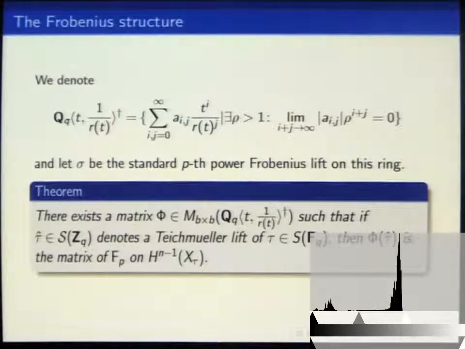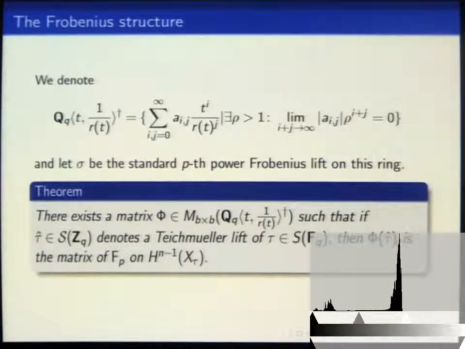Okay, so now what we need about this Frobenius structure: we had this family of hypersurfaces. Every fiber had a cohomology space, H^(n-1) of X. Each of these cohomology spaces of these fibers had an action of Frobenius. And I want to glue this together.